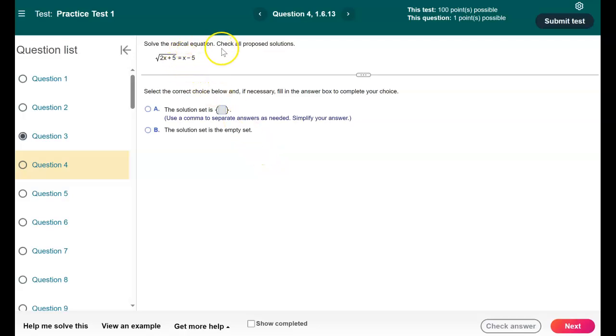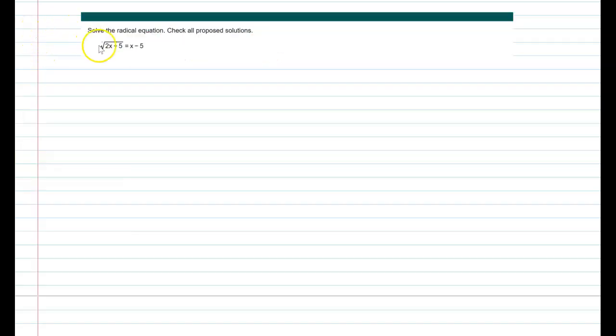So let's take a look at this example here. Solve the radical equation and check all proposed solutions. I have copied over the question here. Now, to solve the radical equation, we would have to remove the square root sign here. And how would you do that?